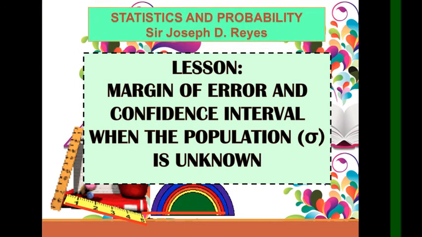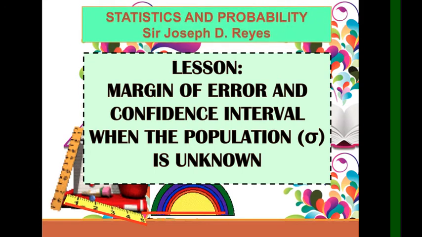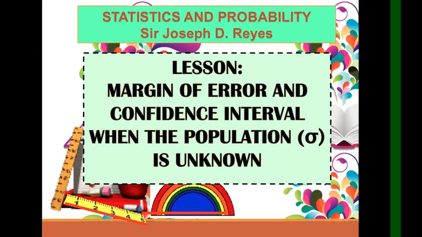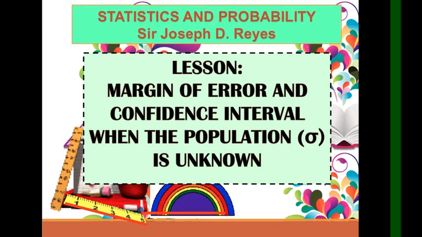In our previous video, when the population sigma is known, we talked about the Z. So how about now, when sigma is unknown?